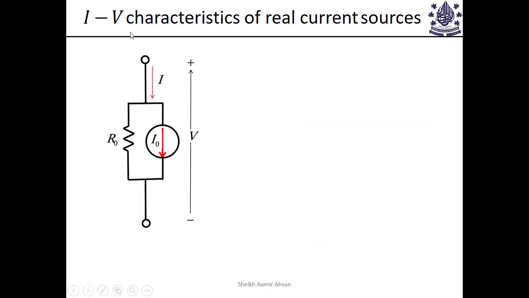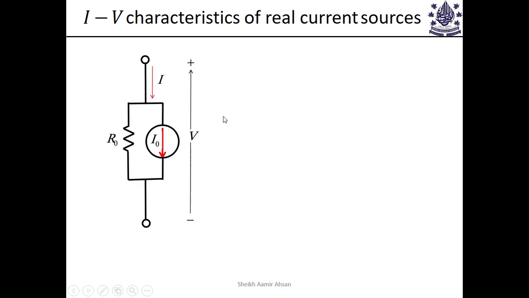Now let's go back to this kind of a structure where we have an ideal current source here, and in parallel to it we have a resistor. That is how in reality a real current source looks like. Okay, you have a current source here, and then you have a resistor in parallel. In the ideal case, this would be an open circuit. Okay, so you only have an I naught here, but in reality you will have some finite value of R naught.